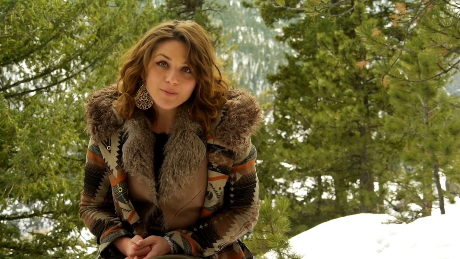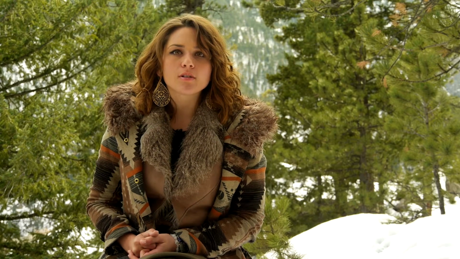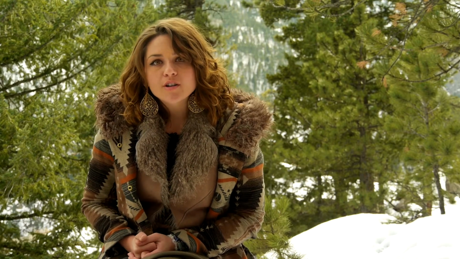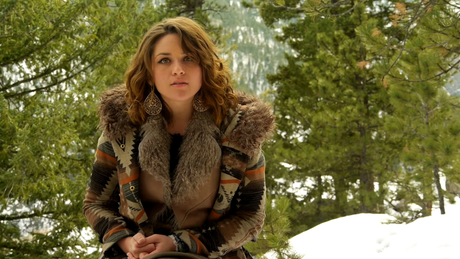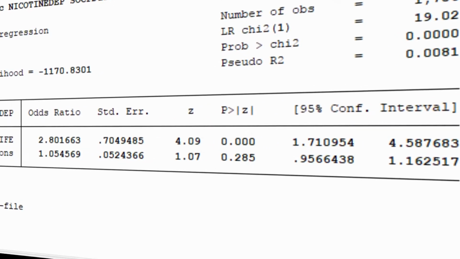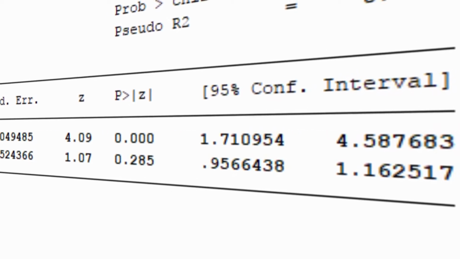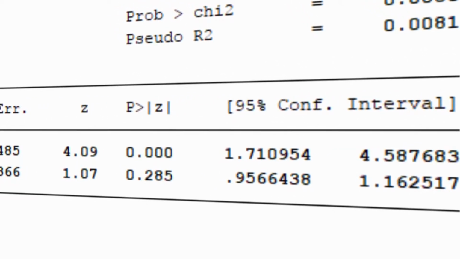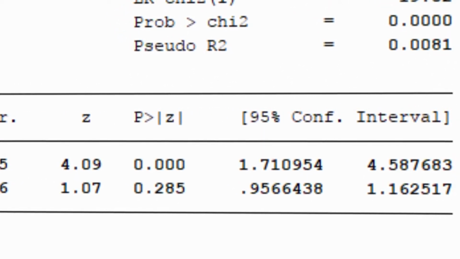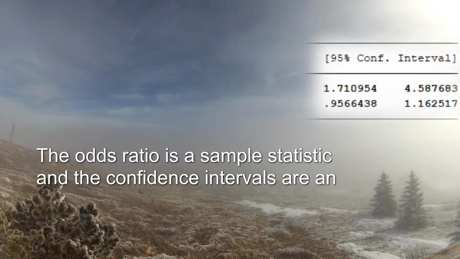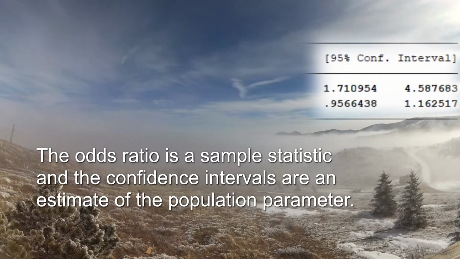It's important to keep in mind that the odds ratio is simply a statistic calculated for this sample. So looking at the confidence interval, we can get a better picture of how much this value would change for a different sample drawn from the population. Based on our model, those with social phobia are anywhere from 1.71 to 4.59 times more likely to have nicotine dependence than those without social phobia. The odds ratio is a sample statistic, and the confidence intervals are an estimate of the population parameter.